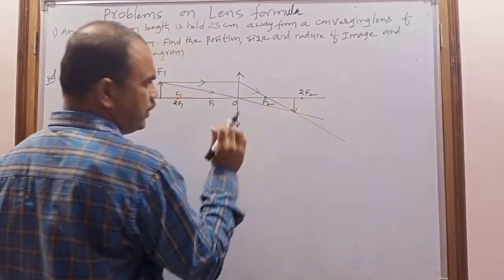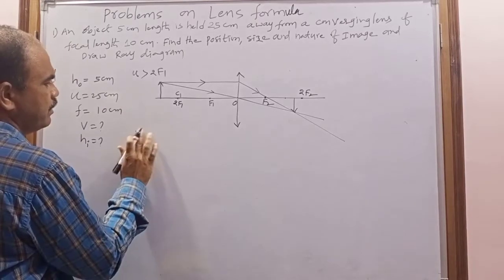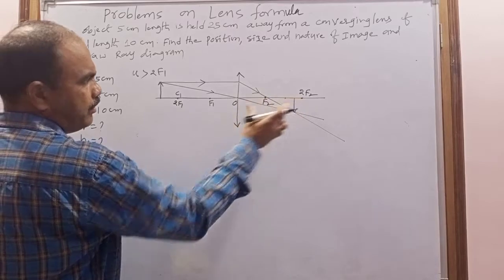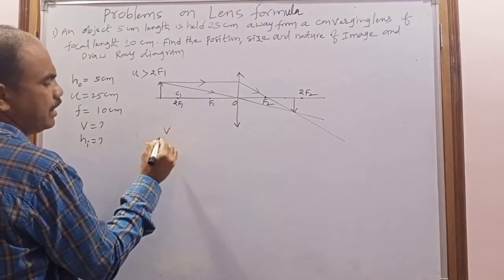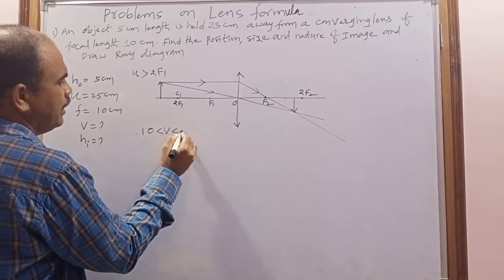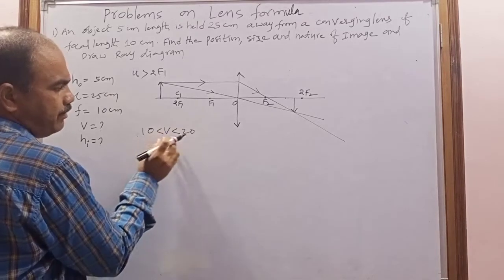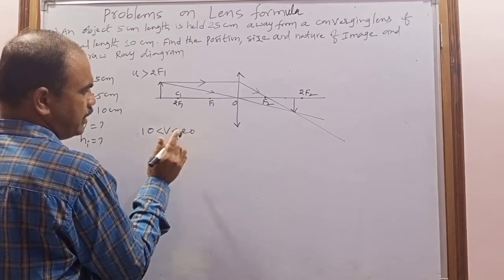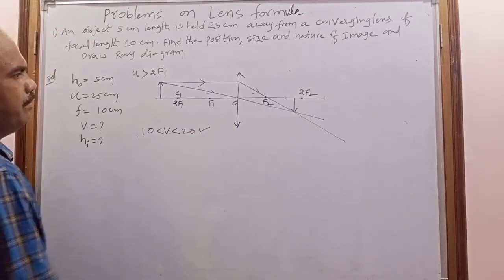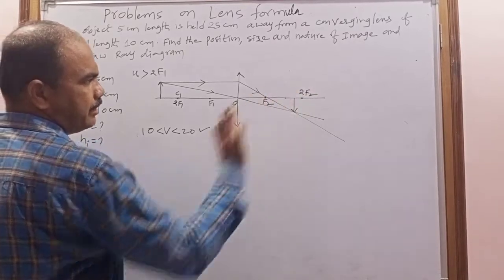When you find the image, v must be between f2 and 2f2. f2 is 10 and 2f2 is 20. So when we calculate v, it must be greater than 10 and less than 20. We have to check that later. Next, coming to the size, it should be diminished, and it is a real image.